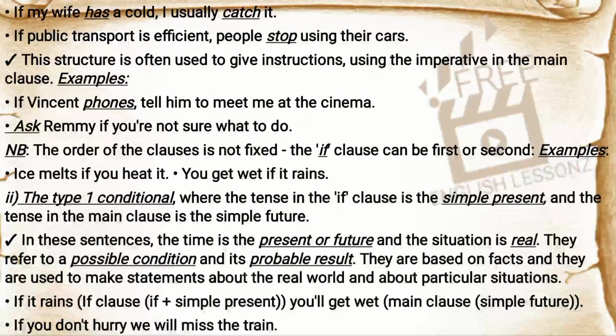If my wife has a cold, I usually catch it. If public transport is efficient, people stop using their cars. This structure is often used to give instructions, using the imperative in the main clause. Examples. If Vincent phones, tell him to meet me at the cinema. Ask Remy if you're not sure what to do.